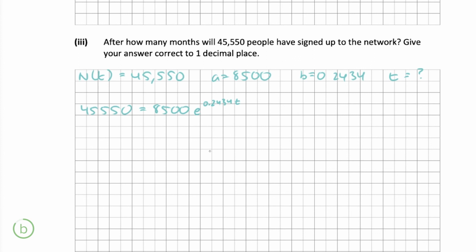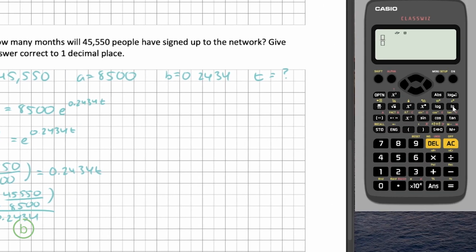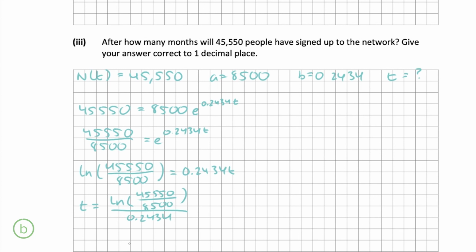So we divide across by 8,500. We have to natural log each side to get rid of the e. And then we can divide across by 0.2434 to get the t on its own. And now you can just put that all into the calculator. And rounding it to 1 decimal place, we get an answer for t = 6.9 months. And that's question 10 all finished.